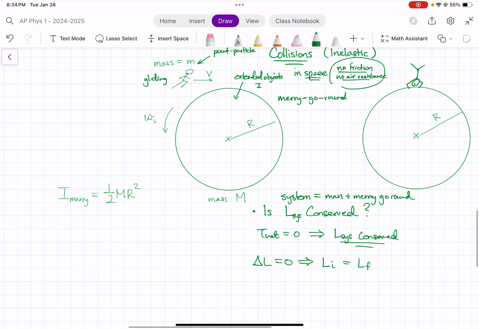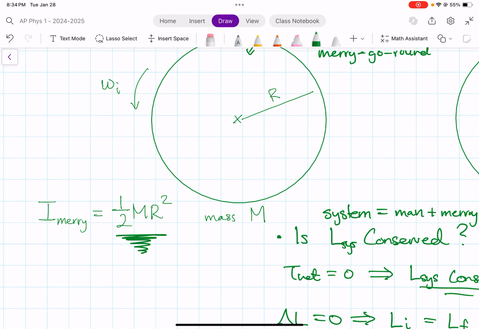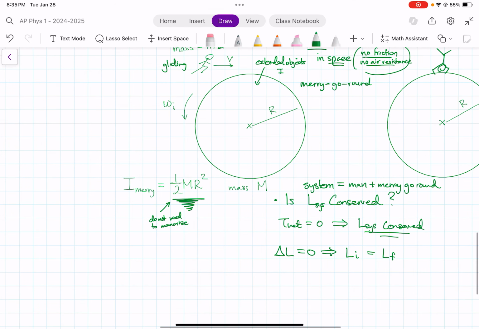And so what I have over here is the rotational inertia formula for the merry-go-round. You might remember this formula from sometime last semester when we talked about torque, right? This is for solid disks. We're treating the merry-go-round as a solid disk. You do not need to memorize this. If you ever have to use any of these formulas, they're going to be given to you. You're not expected to memorize them. They used to force AP Physics students to memorize them, and now they don't.